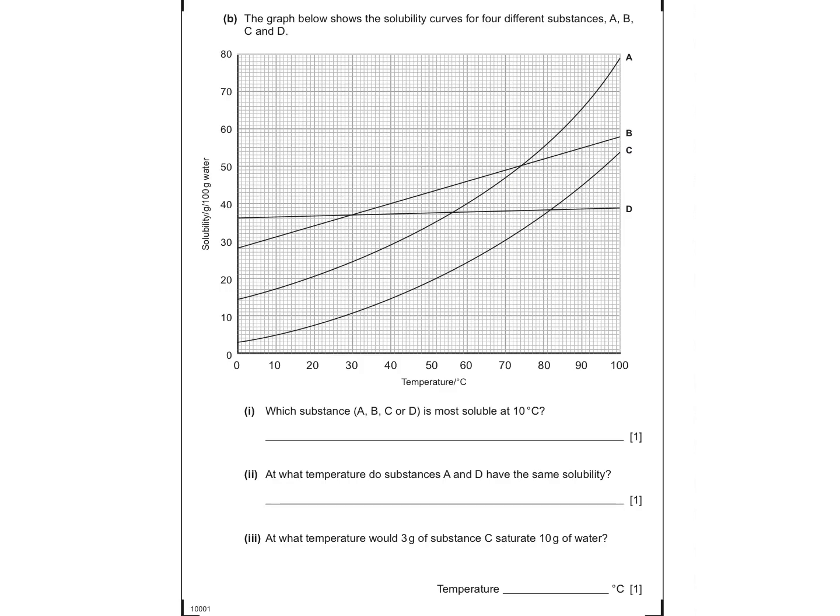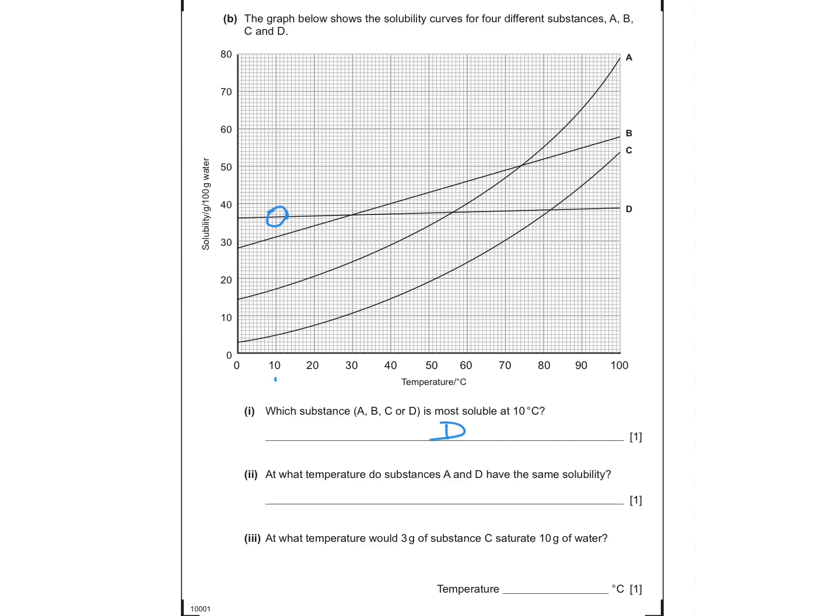Okay, which substance is most soluble at 10 degrees C? Well, this is 10 degrees C. And if we read up, we see that D is the most soluble. The y-axis is the solubility in grams of solid per 100 grams of water. It's just D.